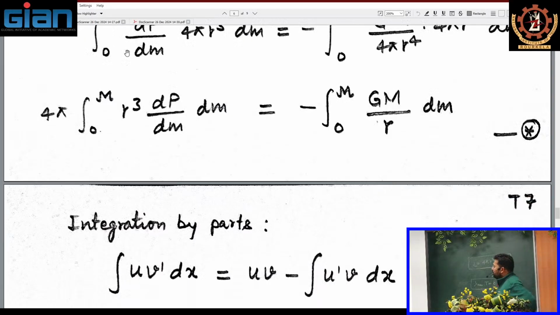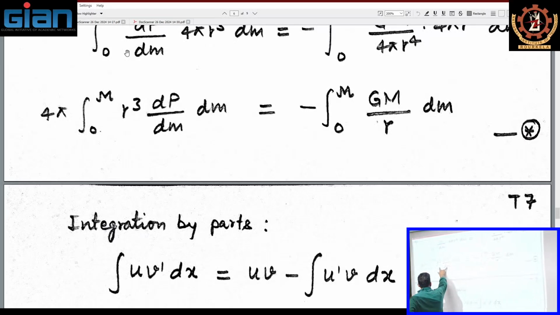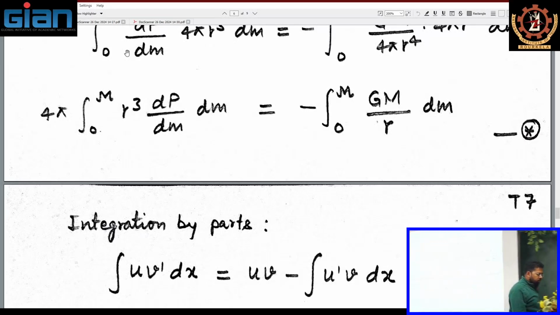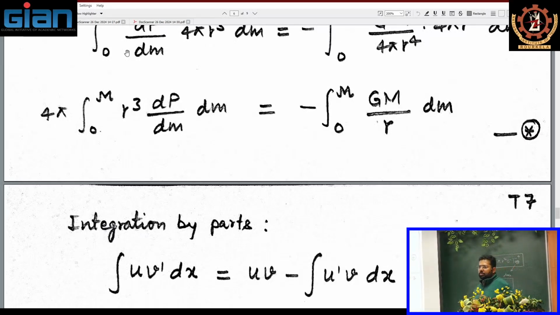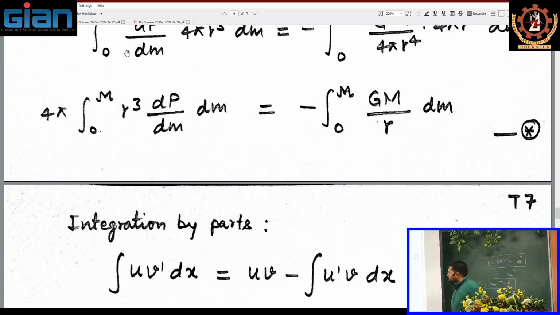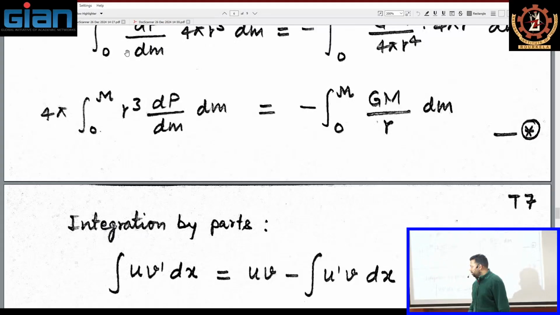Okay, so now here you have two functions, and if you want to perform the integration of two functions, we will need to use the formula integration by parts. Since this dP/dm is a derivative of P with respect to m, the integration by parts formula in the case where you have two functions u and v, and u' represents the derivative of the function u.